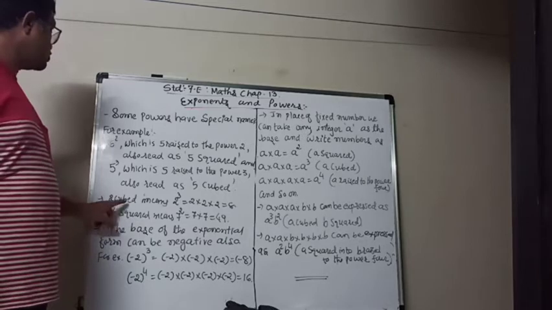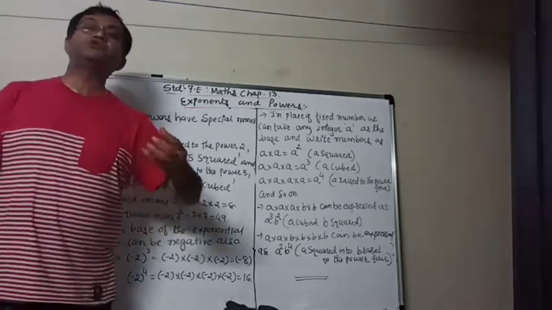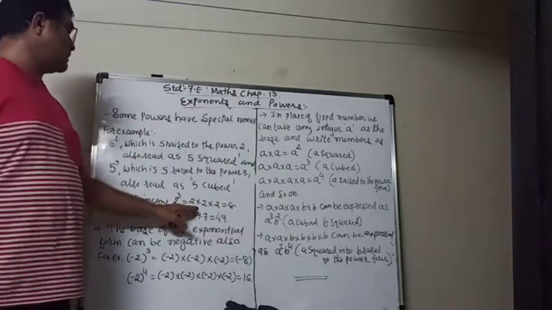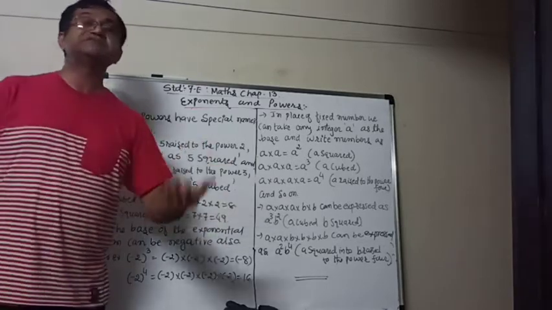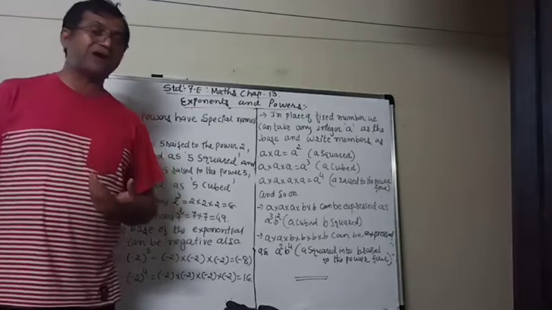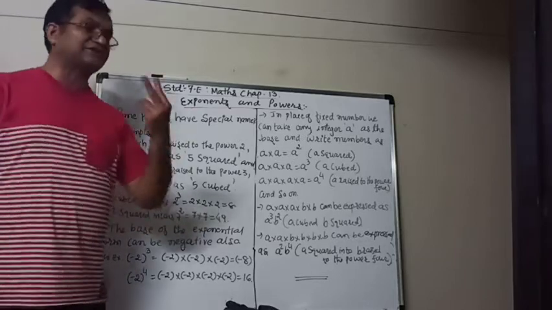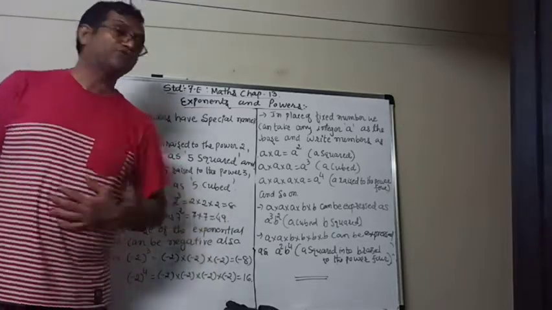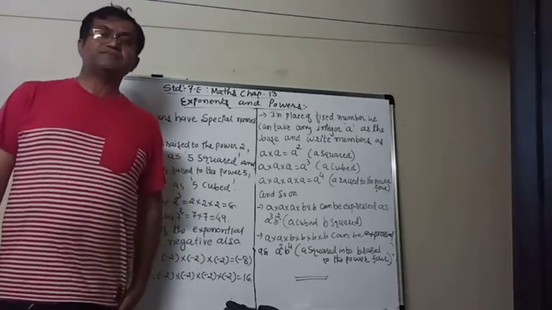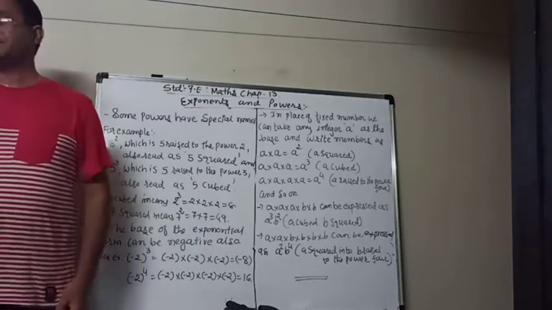Similarly, if you are asked to find the value of 2 cubed, 2 cubed means 2 raised to the power 3, which is 2 multiplied by 2 multiplied by 2, equal to 8. Similarly, 7 squared means 7 raised to the power 2, which is 7 multiplied by 7, equal to 49.